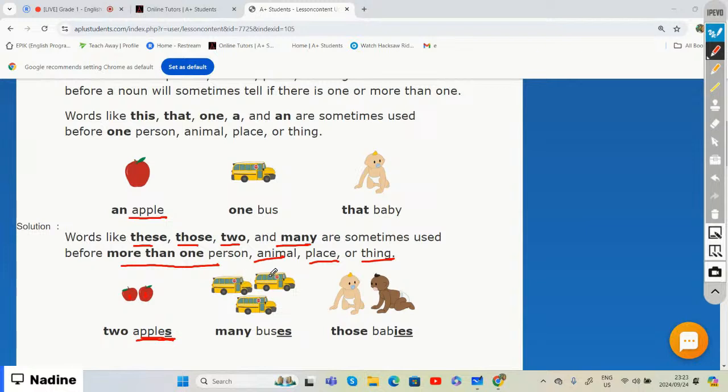Many buses. You see, they have one, two, three. It refers to more than one bus. So we can say, there are many buses standing outside because the kids are going on an excursion. Many buses because there's more than one bus.